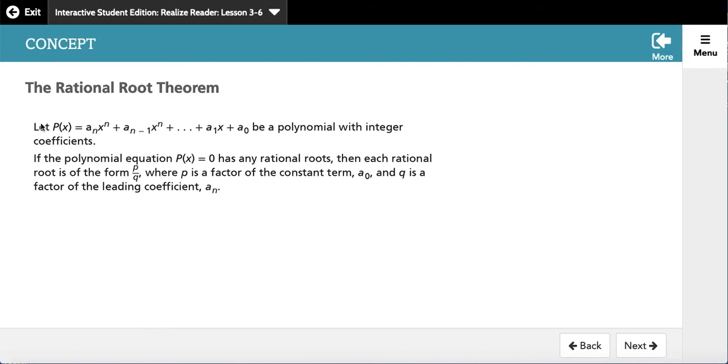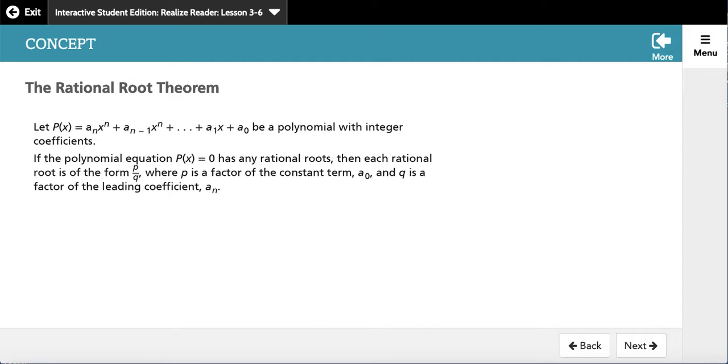The rational root theorem, they wrote this first thing wrong. There's an error in here, so I'm going to skip down to the second paragraph. If the polynomial equation p of x equals 0 has any rational roots, then each rational root has to be in the form p over q, where p is a factor of the constant term. That'll be this one here. This is the constant term. And a subscript 0 is, and q is the leading coefficient.